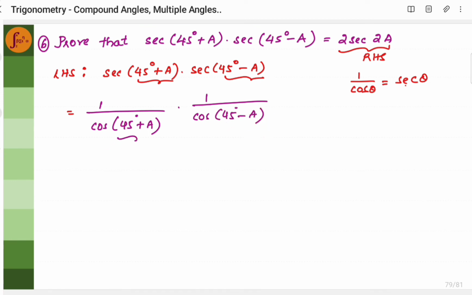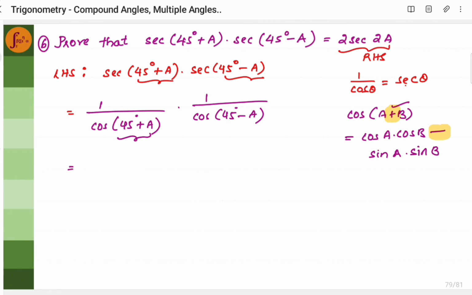Now we will use the cos a plus b formula, right? What is cos a plus b? Simple. Cos a into cos b minus sin a into sin b. Cos formula is very easy. Cos is on one side, sin is on the other side, and with the opposite sign. Here it is plus, so here we'll have minus.